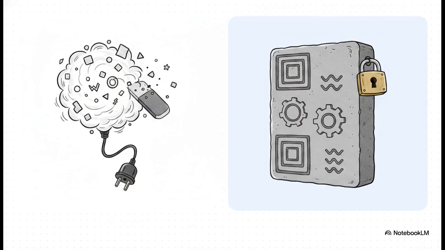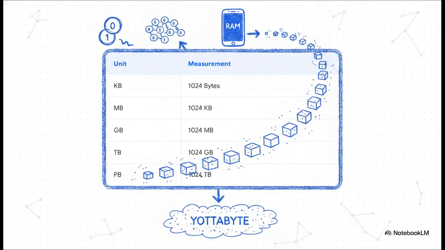Then we have ROM, or read-only memory. This stuff is non-volatile. It holds permanent, unchanging instructions like the ones required just to start the computer up in the first place. If RAM is short-term memory, ROM is basically our deeply ingrained human instincts. And how on earth do we measure all that memory? Well, with an incredible escalating scale of units.